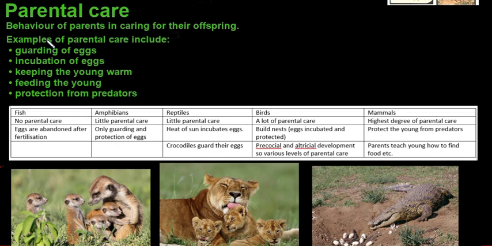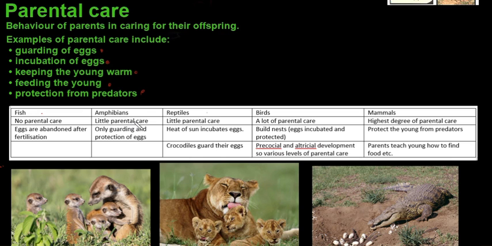Moving on to parental care, so it's the behavior of parents in caring for their offspring. And examples here include guarding of the eggs, incubation of the eggs, keeping the young warm, feeding the young, and protection from predators. So there's fish, amphibians, reptiles, birds, and mammals, which we'll look at here. In fish, there's no parental care, so the eggs are abandoned after fertilization. So as soon as those gametes have been released, those fish will move out of there.